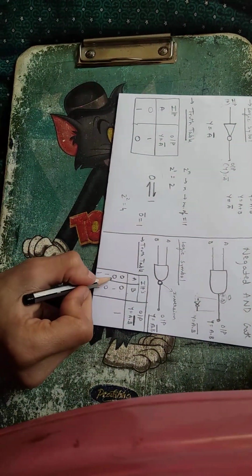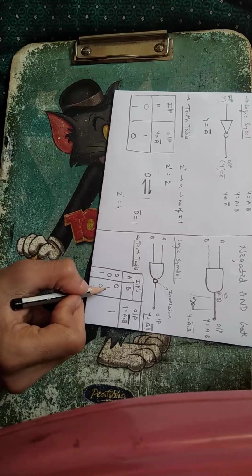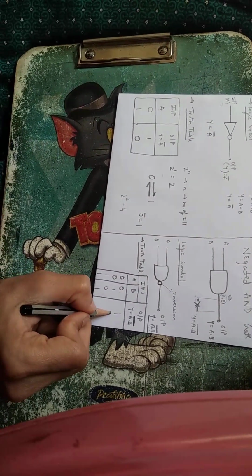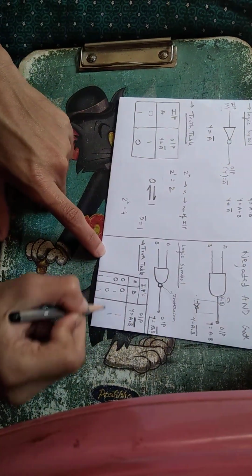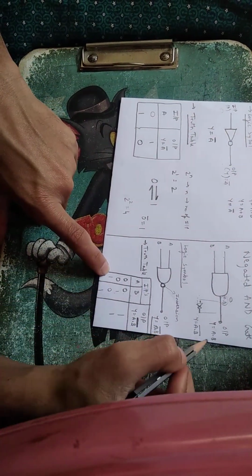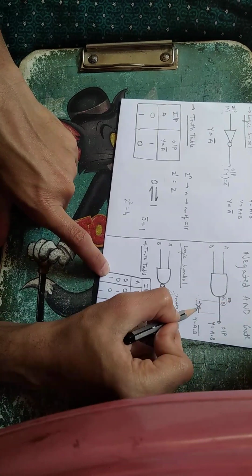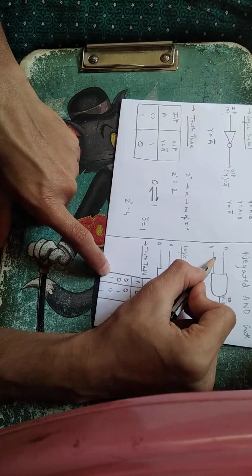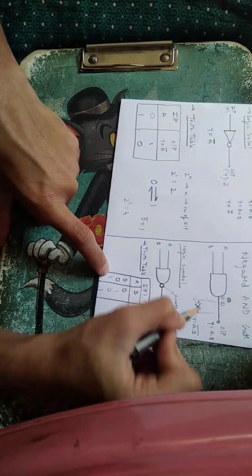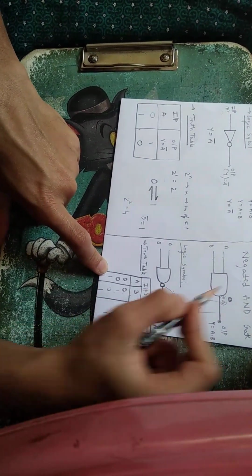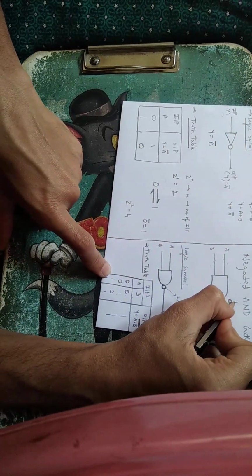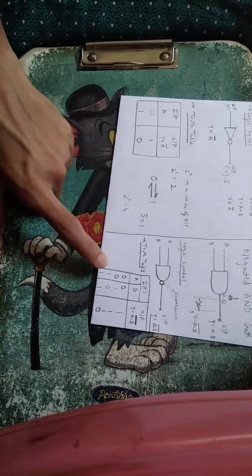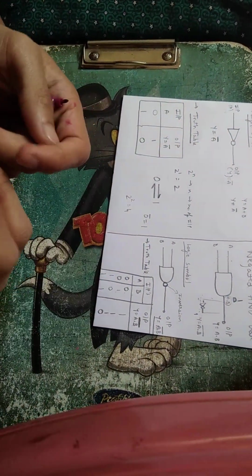And similarly here, 0 into 1 is 0, so it will be 1. When 0 passes through the NOT gate, the output will be 1. And similarly 1 and 0 was 0, and when it passes through the NOT gate, the output is 1. 1 and 1 was 1, but when 1 passes through the NOT gate, it will be 0. So this is the NAND gate.